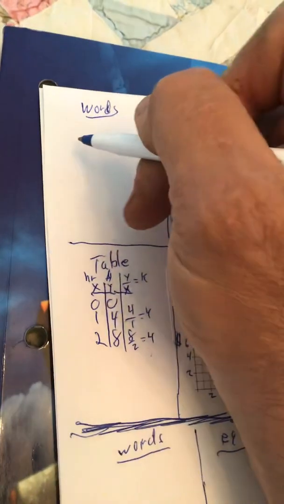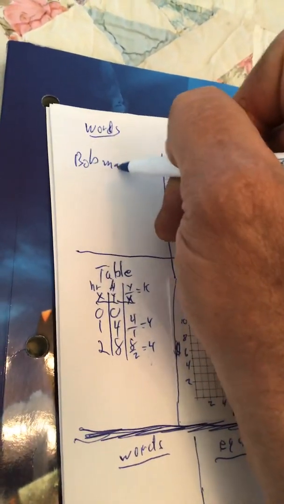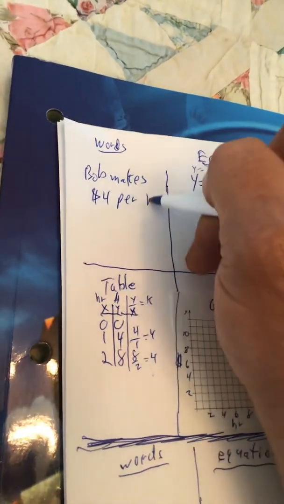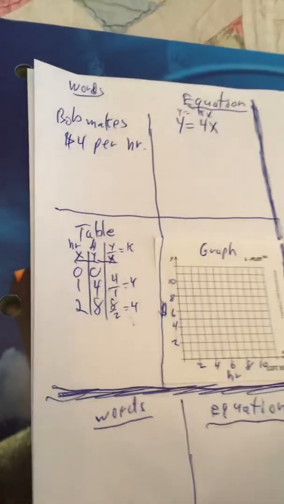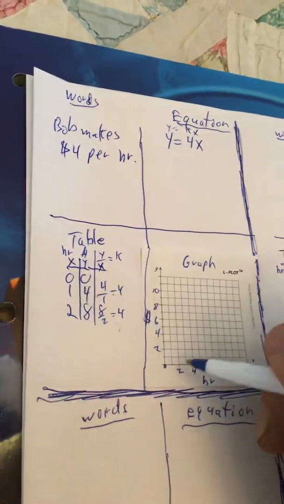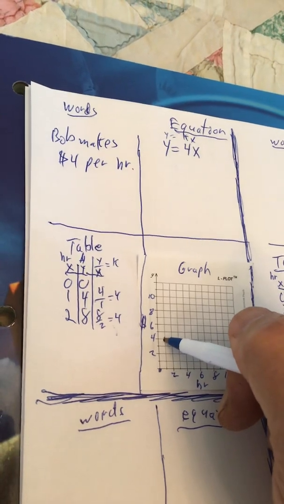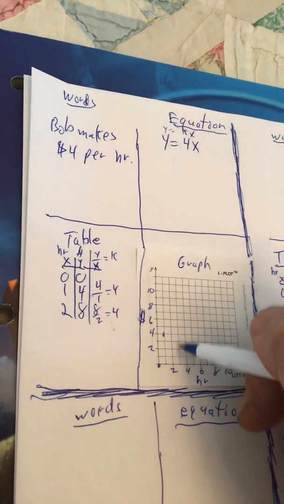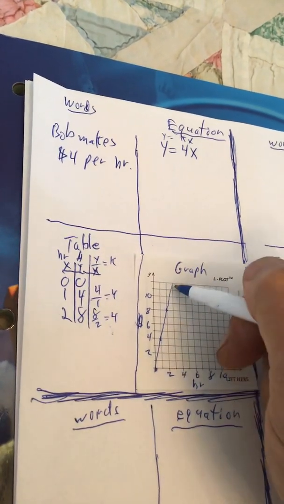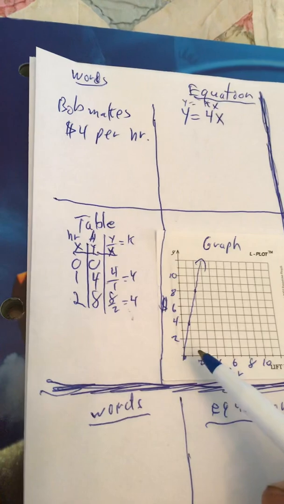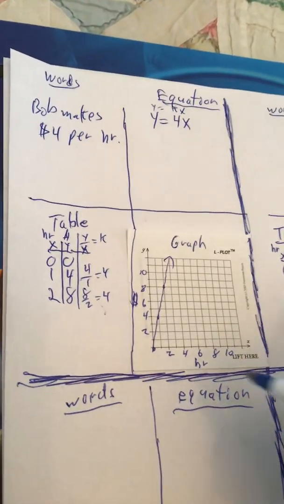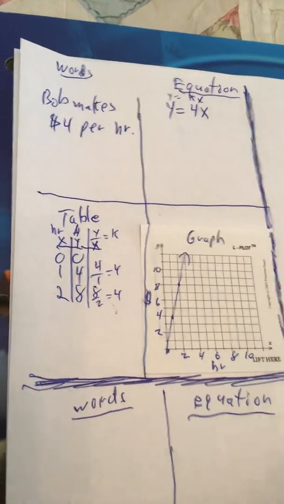And so I can do my words. Bob makes $4 per hour. And then graphing, just graph those points. Here's 0, 0. That's the origin. This is 1, 4: 1 to the right, 4 up. And this is 2, 8: 2 to the right and 8 up. And there's my line. The line is straight and it goes through the origin, so I know it's proportional. These are all going to be proportional here. So there's the first one.